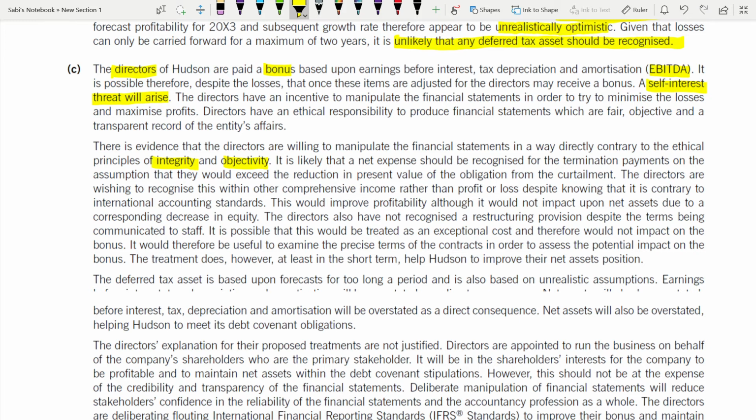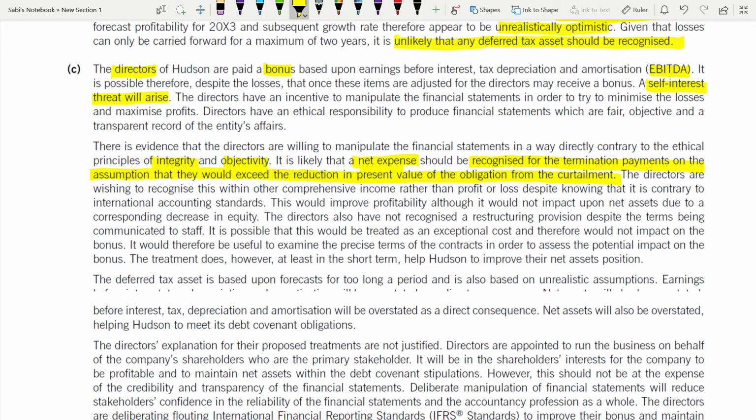So it is likely that a net expense should be recognized for the termination payments on the assumption that they would exceed the reduction in present value of the obligation from the curtailment. Did you understand this? What does it mean? Because of redundancy, there's a curtailment, we previously read in part A, right? When we're talking about the redundancy. Because of redundancy, the present obligation will reduce. So there's a reduction, but that reduction is not so much, right? The termination payment is more than that reduction from the curtailment. So because of that, there will be a net expense. Deduct the curtailment from the termination payment, there will be a difference. So that difference is the net expense, right? So net expense should be recognized.